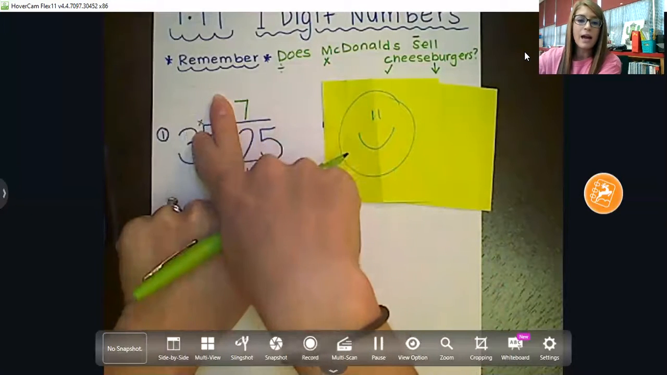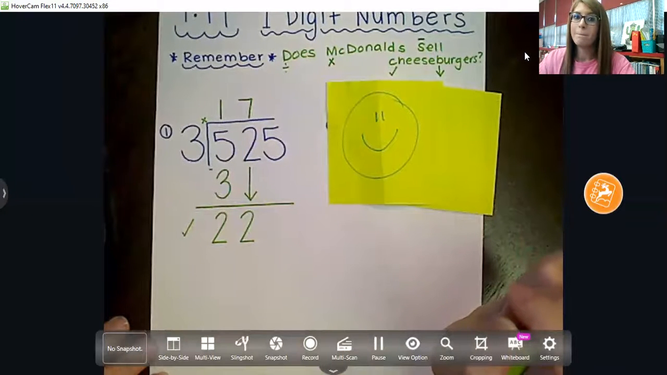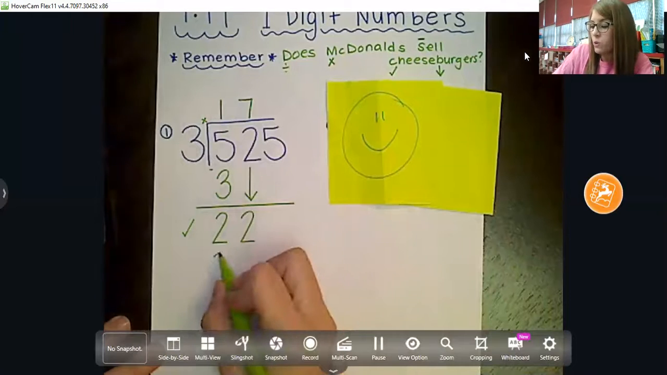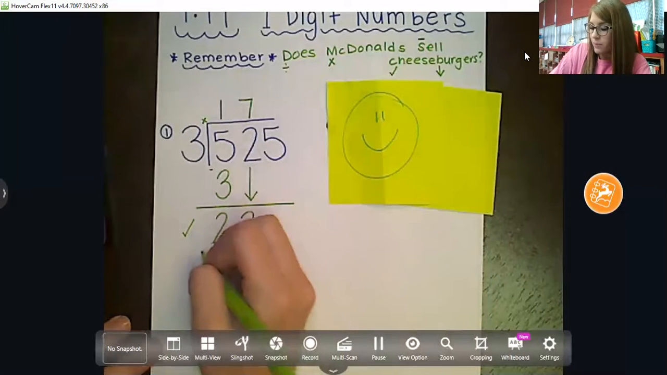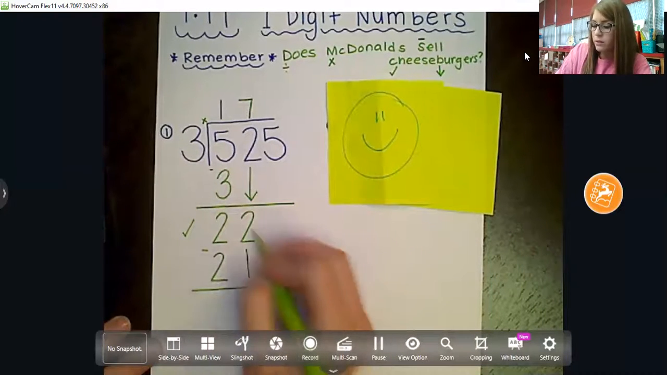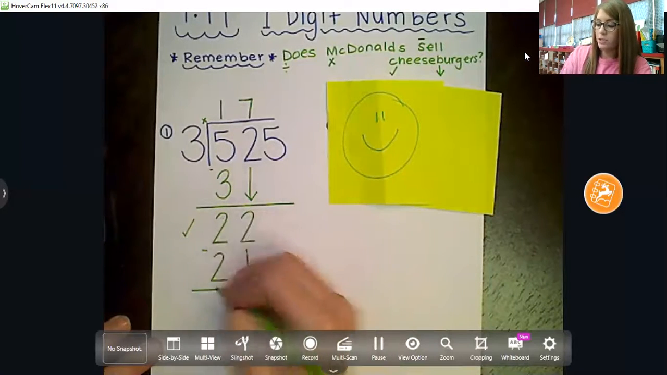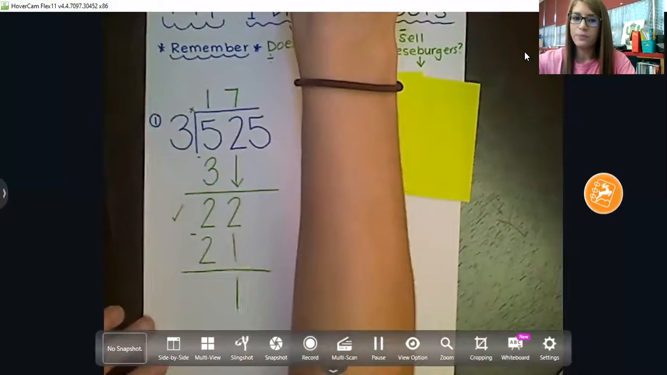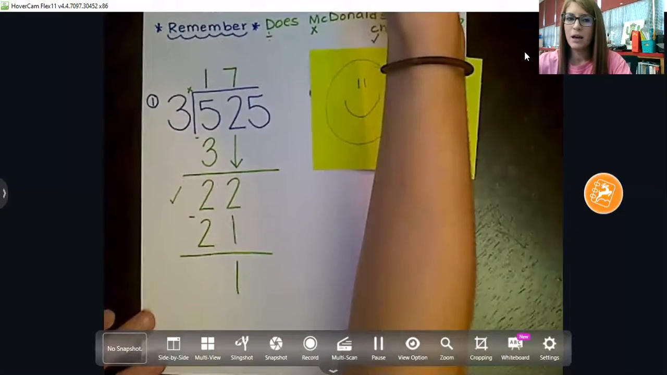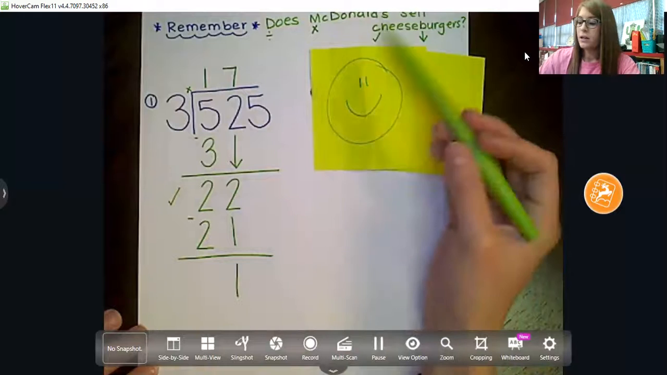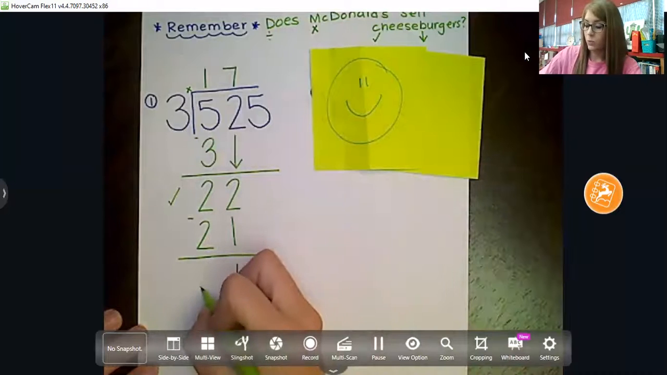So 3 times 7 is going to give me what? Very good. 3 times 7 is 21. And then I'm going to subtract. Very good. 2 minus 1 is 1. Very good. 2 minus 2? Very good. It's 0. But we don't have to write that 0 down there. I'm going to have to move this up more so we can see. Okay, there we go. All righty. So we're going to check, is 1 less than 3? It is, so we can keep on going.